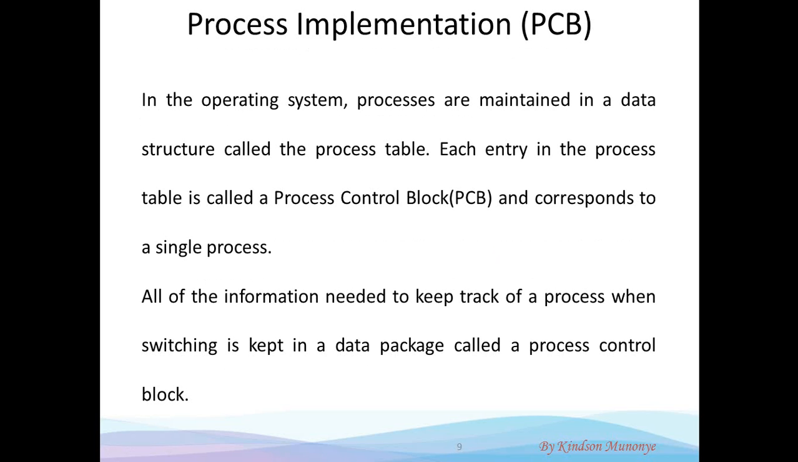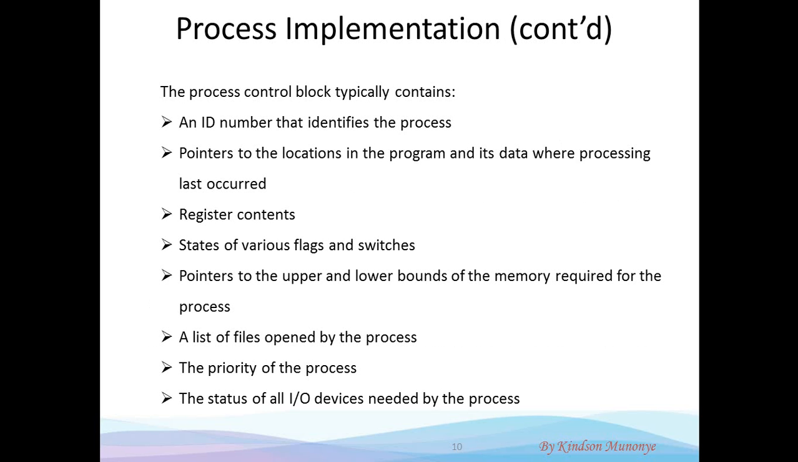How is a process implemented? A process is implemented using a table, a process table. This table has several entries, and each entry is called a process control block. So if you have 10 processes in this table, we have a process control block in each entry of the table. So that is how a process is organized. A single process control block represents an entry in the process table, which equals a single process in the system.